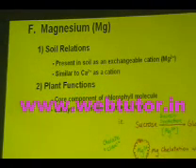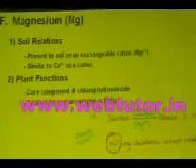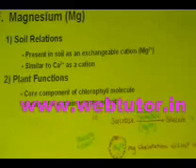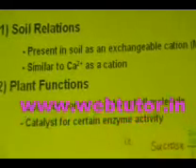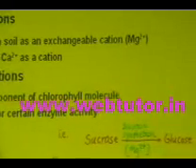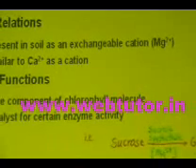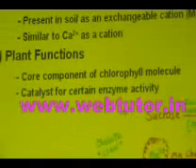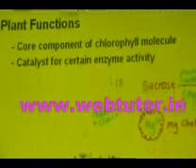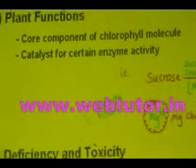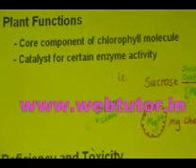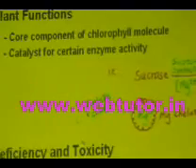Now coming to magnesium. Magnesium is most important, required as a component of chlorophyll. For chlorophyll to function, magnesium is present along with all your chlorophyll pigments. So if magnesium is deficient, what will happen? Photosynthesis will not occur because there is not enough chlorophyll in proper form.